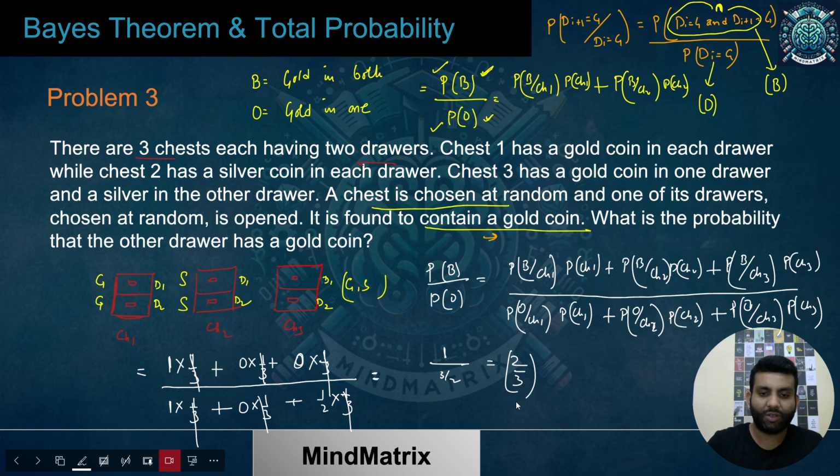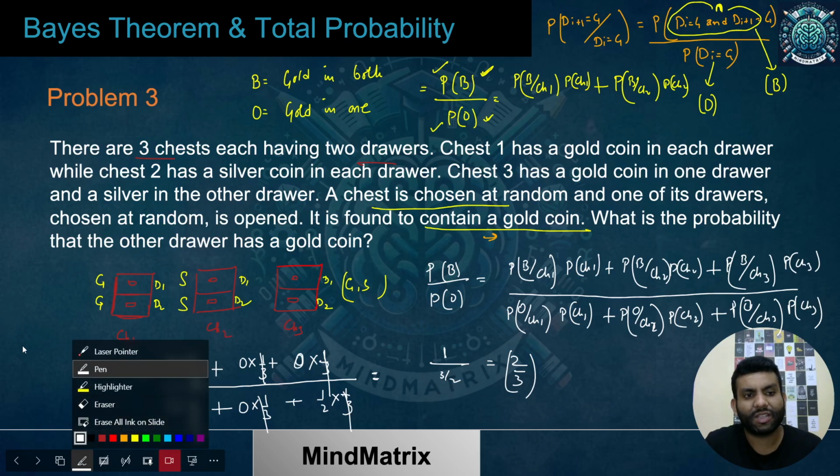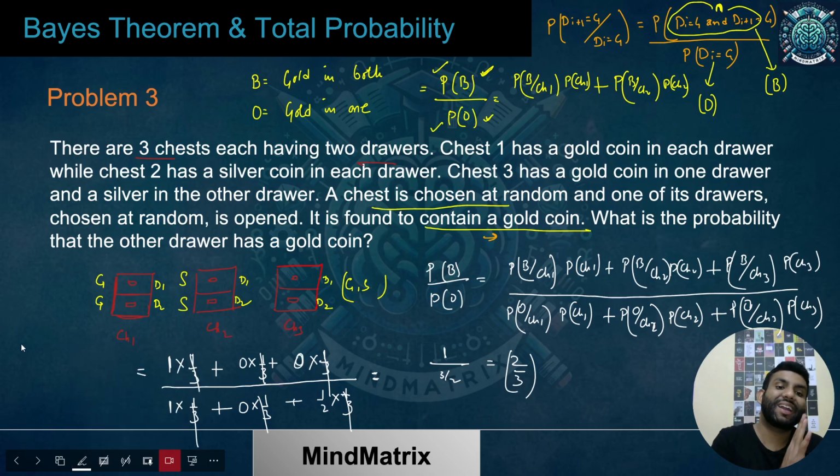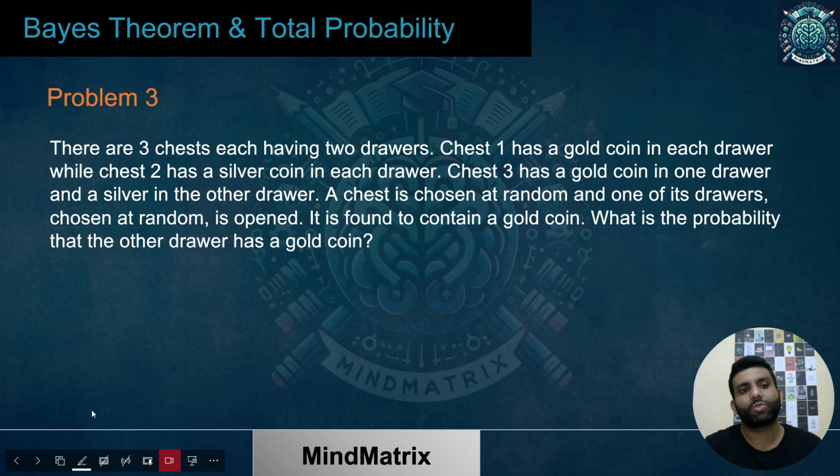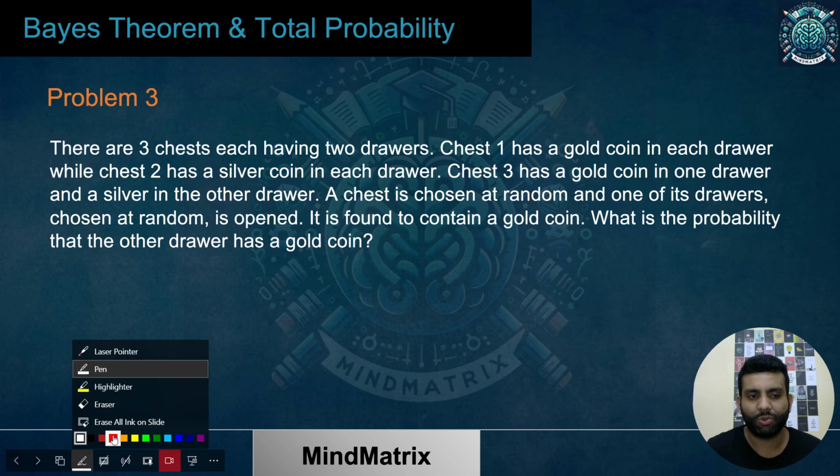Okay, so let's move further. I'll solve this problem again now in a very simple manner. I hope this complete idea is clear, how we are writing each thing and then calculating each of the values. So now you already got the intuition of what the chests were and what the drawers were.